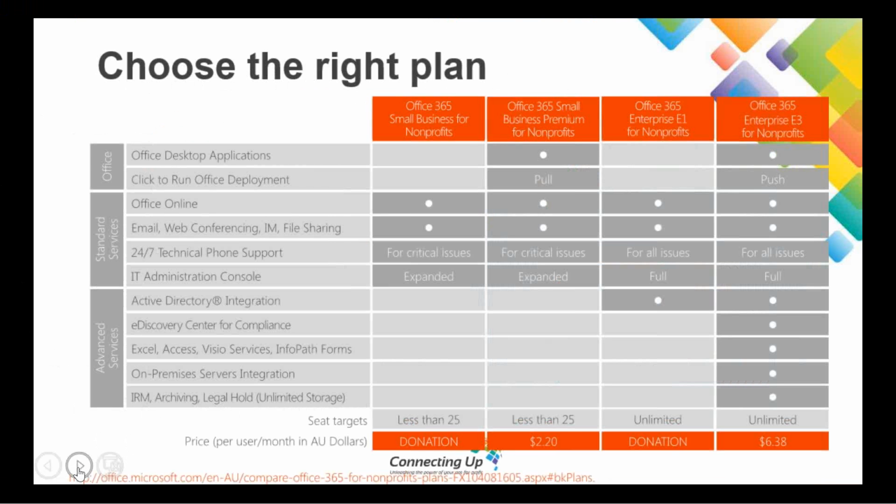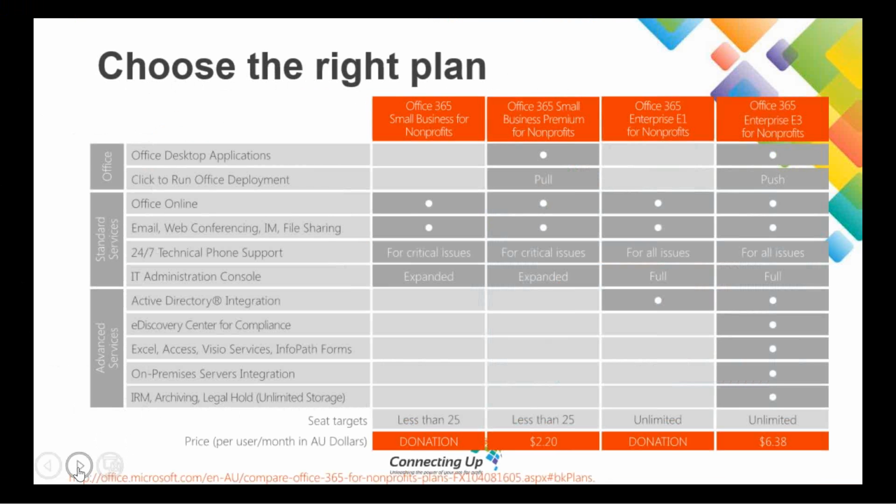One of the notable ones between the 2 donation ones is Active Directory integration. So if you know that you need Active Directory, then E1 is a better plan for you. The other critical thing here is that Small Business for Nonprofits has a limitation of 25 users. Enterprise E1 has no limitation on the number of users that you can use under the donation program. So for most organisations, just to allow you to scale in the future, E1 is potentially a better plan for you.